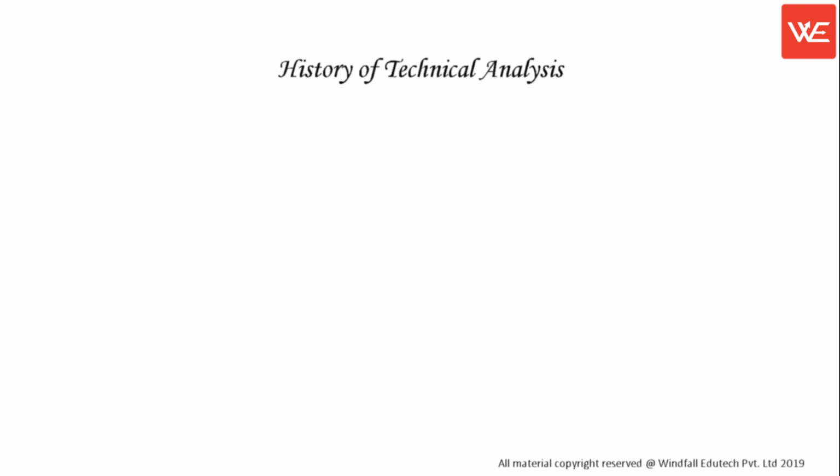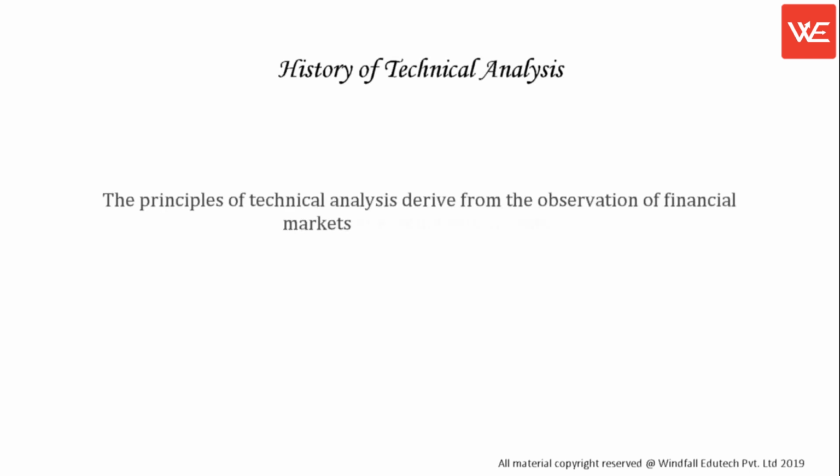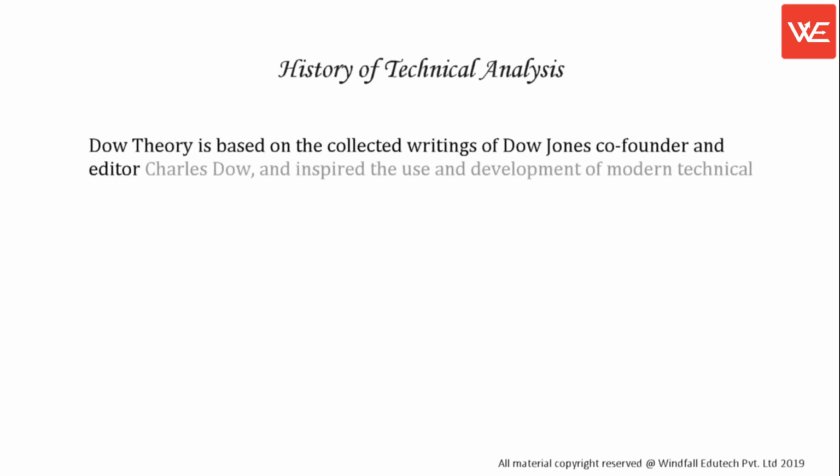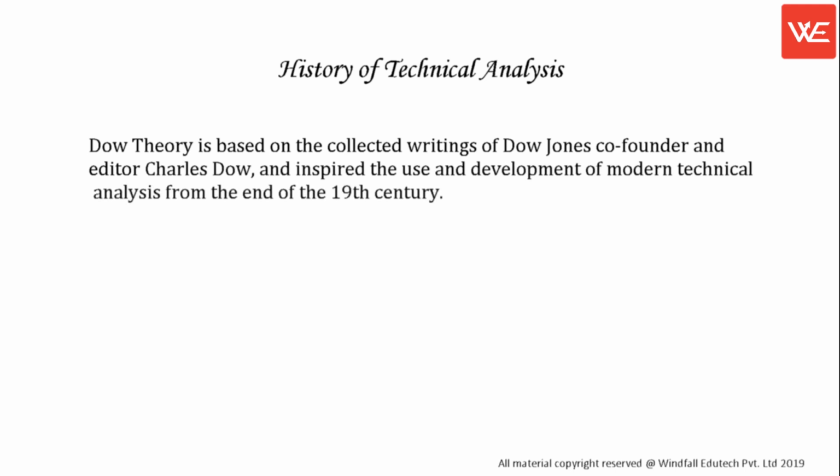History of technical analysis. The principles of technical analysis derive from the observation of financial markets over hundreds of years. The oldest known hints of technical analysis appear in Joseph de la Vega's accounts of the Dutch markets in the 17th century. Dow theory is based on the collected writings of Dow Jones co-founder and editor Charles Dow, and inspired the use and development of modern technical analysis from the end of the 19th century.